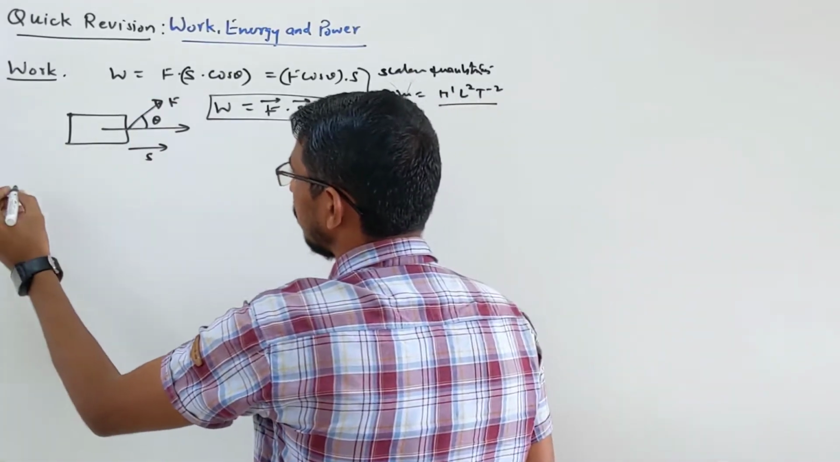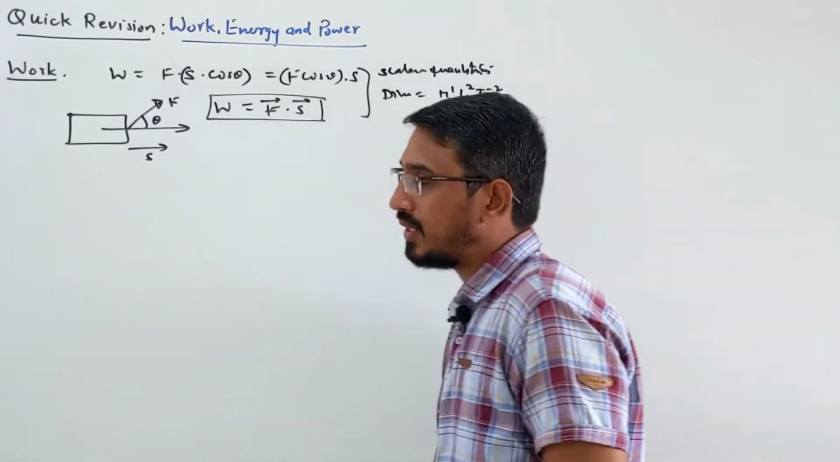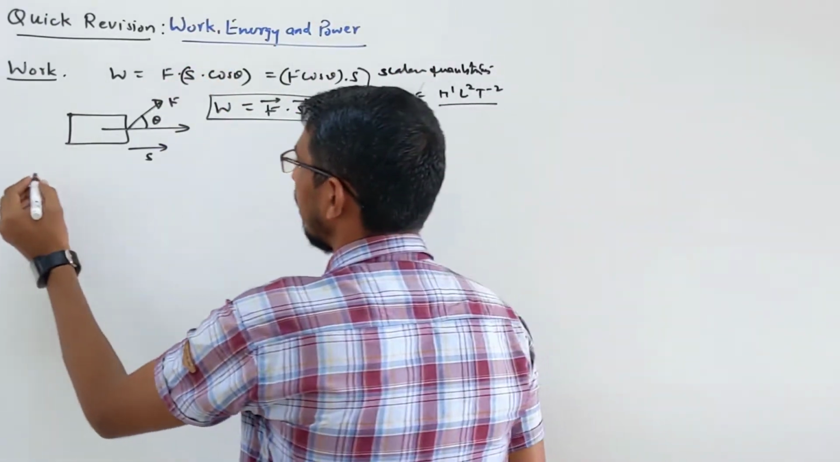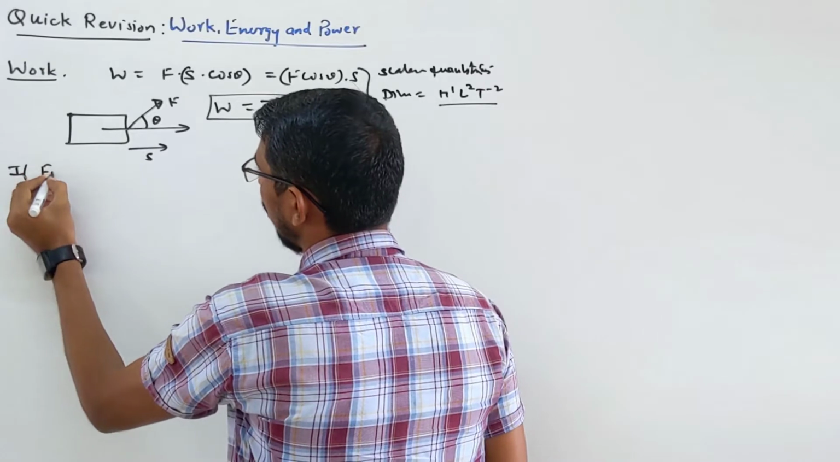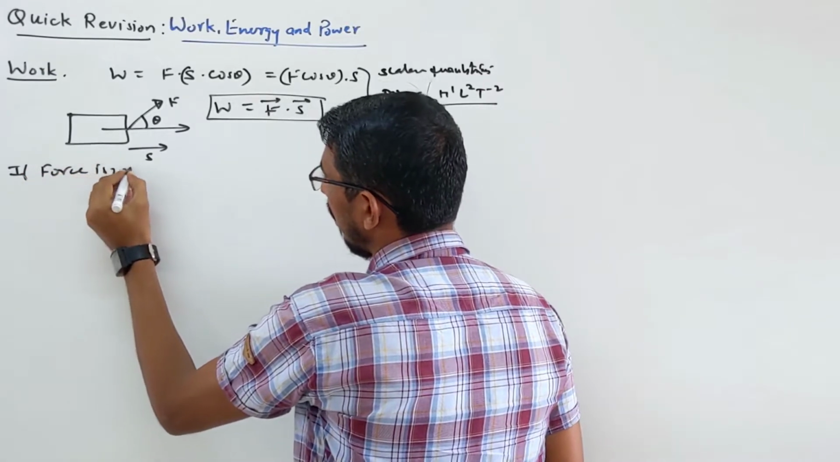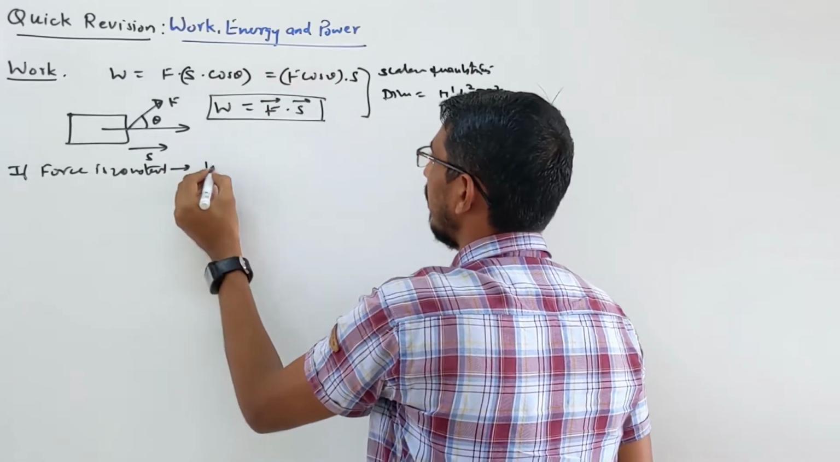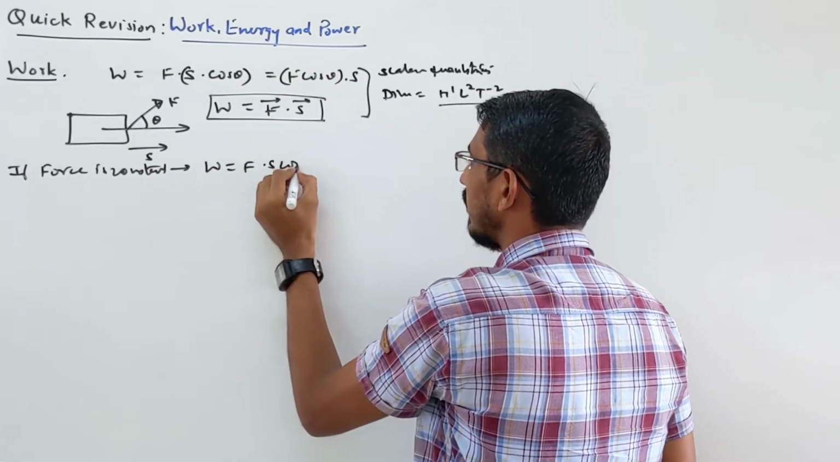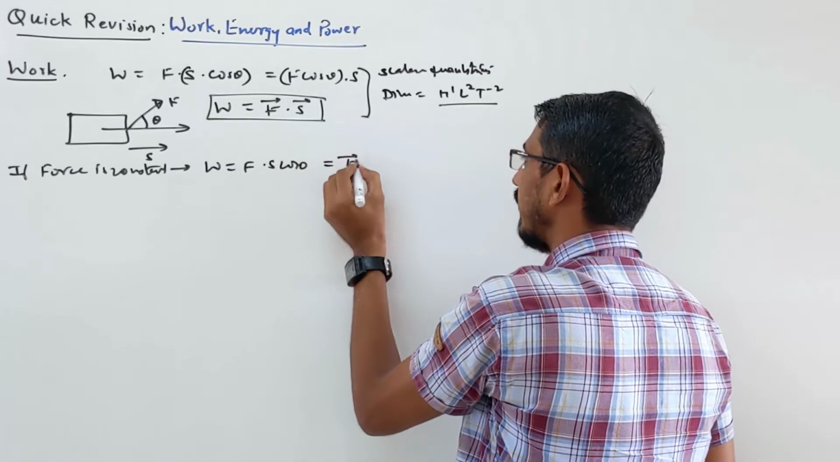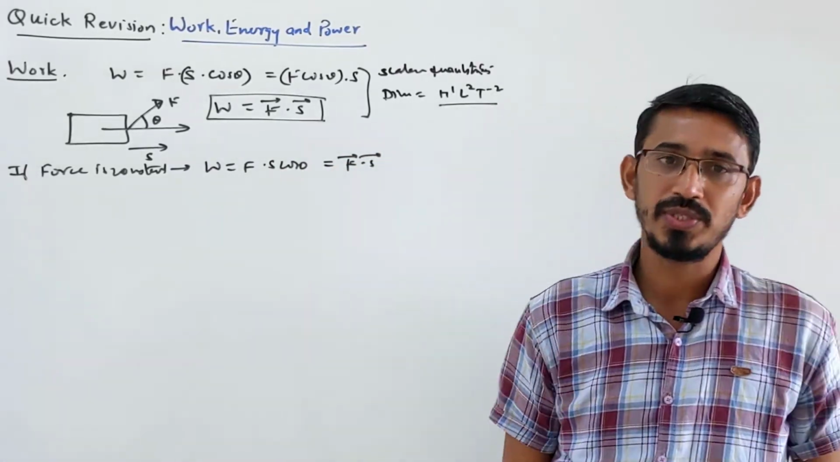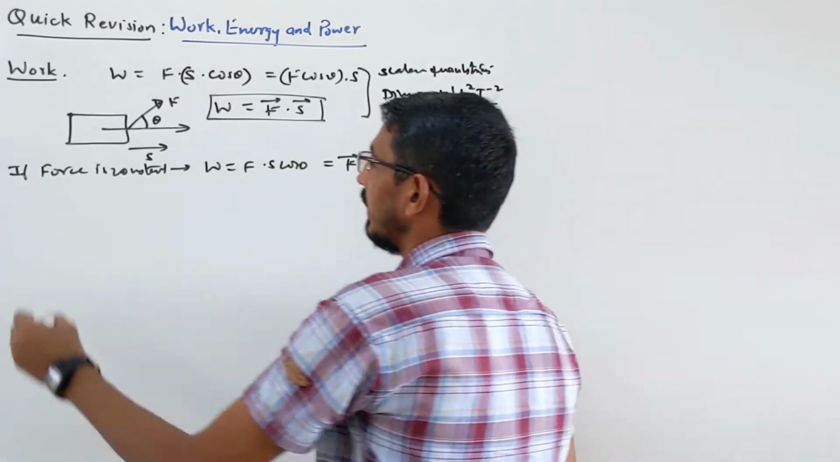You can write work in many formats, generally in two ways. This is the general formula, which we write when the force acting is constant. If the force is constant, then work done is F s cos theta. You can write it in vector form also, F dot s. You will use this formula when the force is constant.